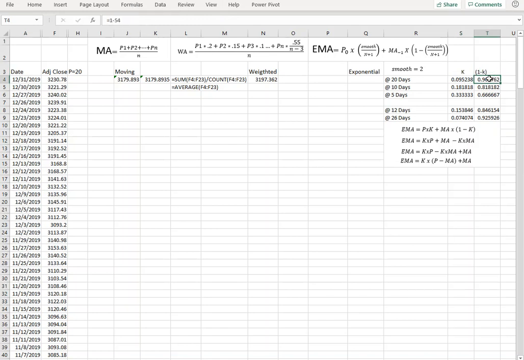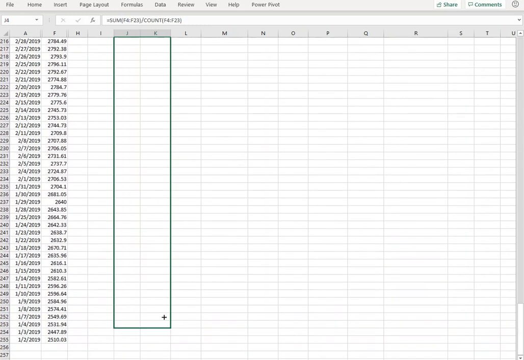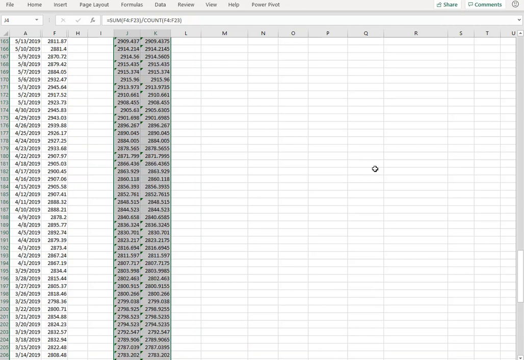We just simply take 1 minus the K value. This moving average lag is just the prior day's moving average, or simple moving average, over that 20-day period. So to simplify this, we'll drag our moving average all the way down, less 20, there we go.